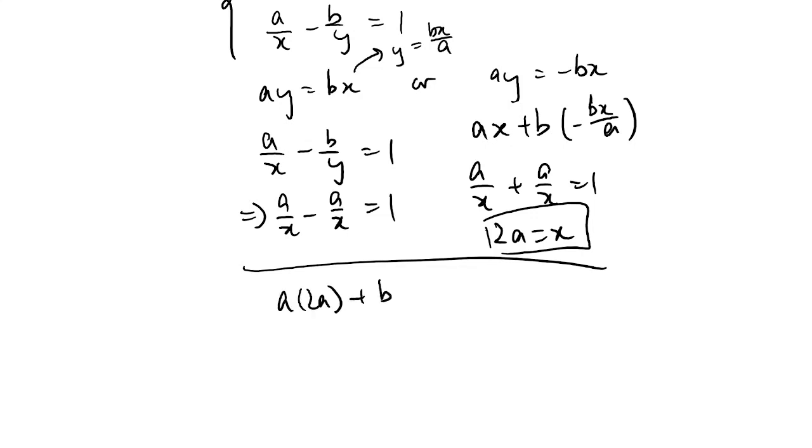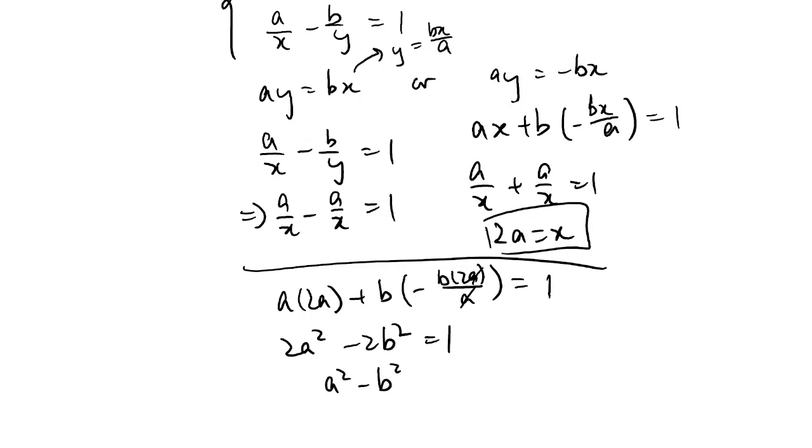So we do what I just said: plus b times minus b over 2a. What does that equal to? That equals 1, doesn't it? So that's 2a squared plus, the a cancels out, so it's minus 2b squared, equals 1, which yields the result a squared minus b squared equals a half, which is what we want. So that's all of question 1.